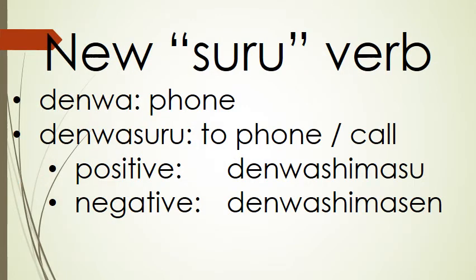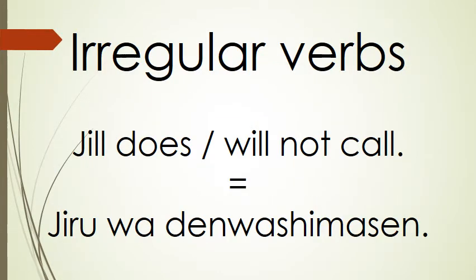And let's take a look at one new suru verb. Denwa means phone in Japanese. If we combine this with suru, we get denwa suru, which means to phone or to call. The positive non-past form of this word is denwa shimasu. The negative non-past form is denwa shimasen. And our example sentence, Jill does not or will not call, would be translated as Jiru wa denwa shimasen.